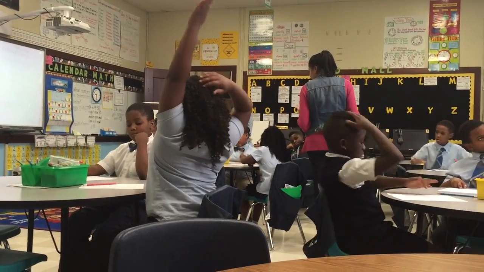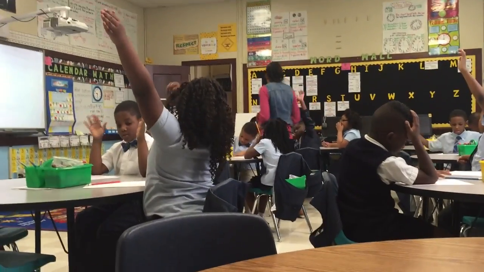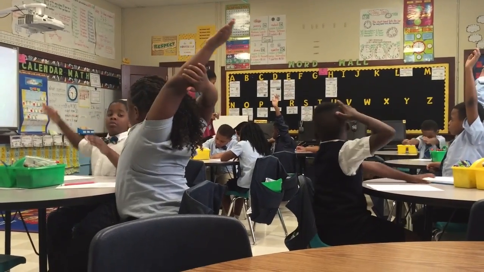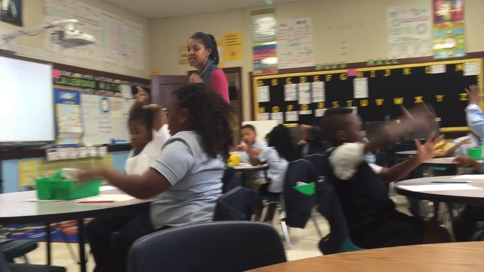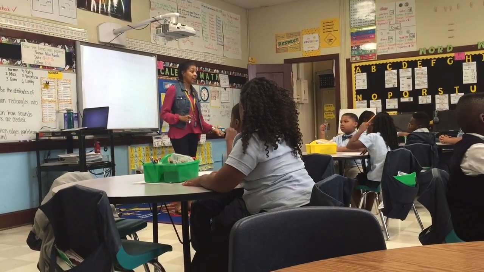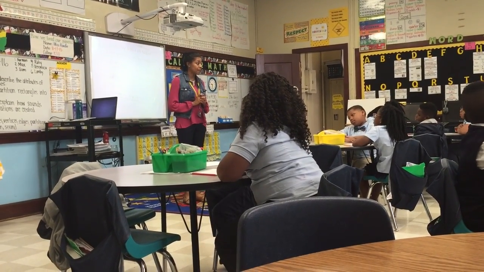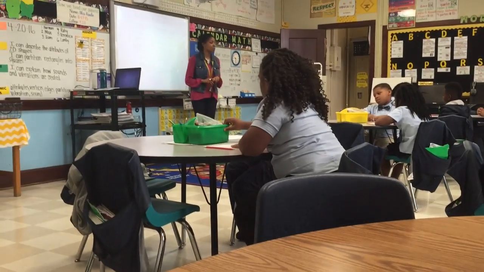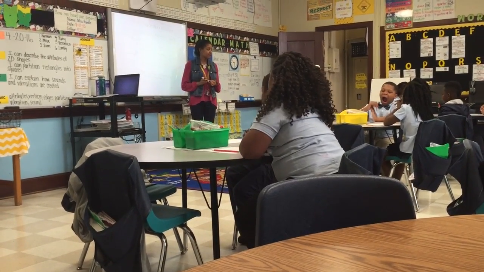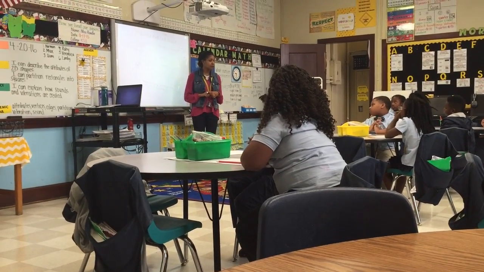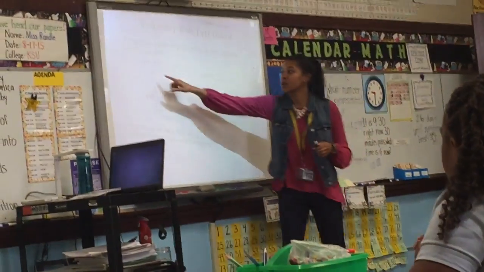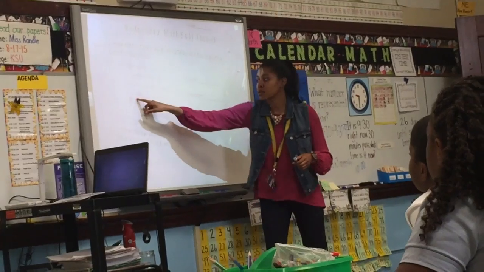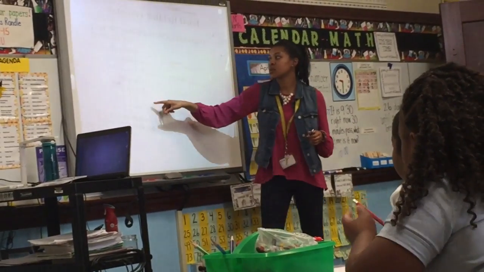10, 9, 8, 7, 6, 5, 4, 3, 2, and 1. Hands in slant. I got some people late. I'm still waiting on one. Here we go. Let's count our rows. Ready? Go. 1, 2, 3, 4, 5, 6.